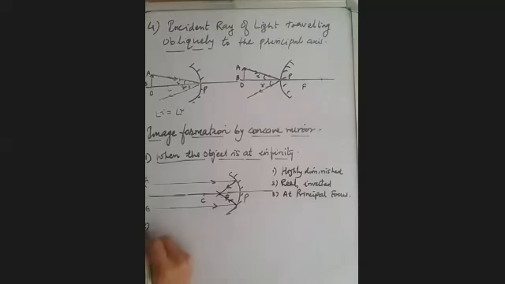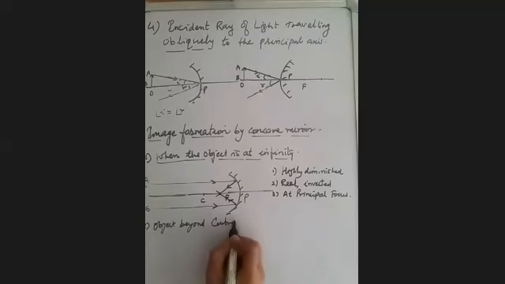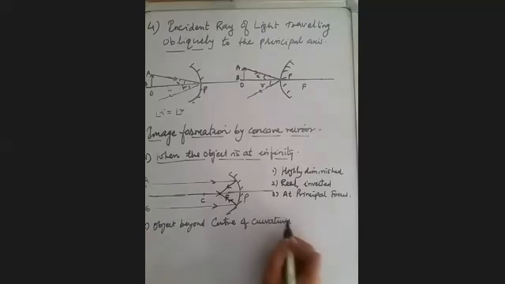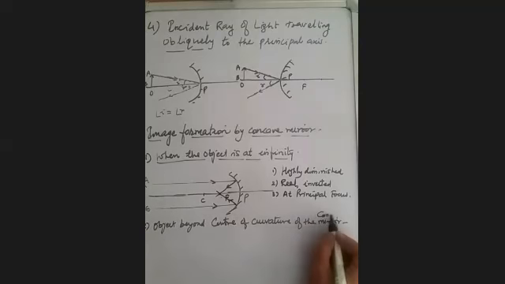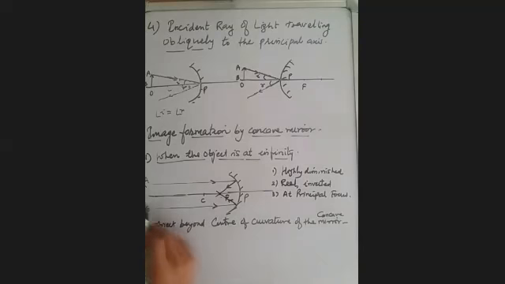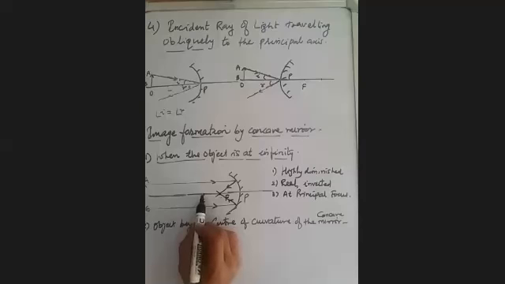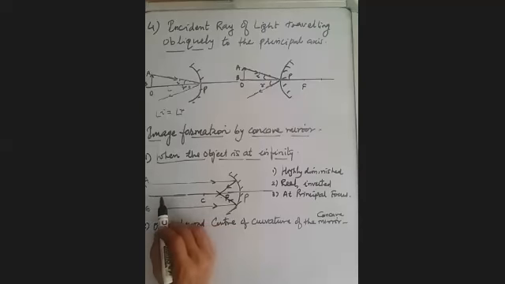Now, the second case: consider when the object is beyond the center of curvature of the concave mirror. So, object beyond center of curvature of the mirror. Mirror in this case is concave. So that means the object is at finite distance but beyond the center of curvature. This is the center of curvature. Object is still far away but not at infinity.